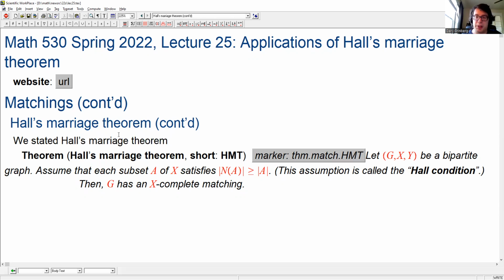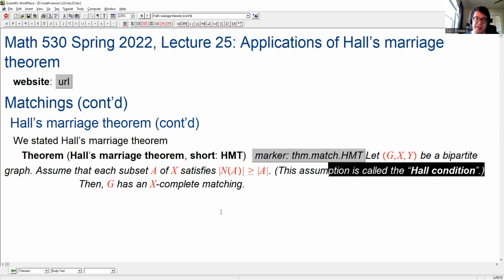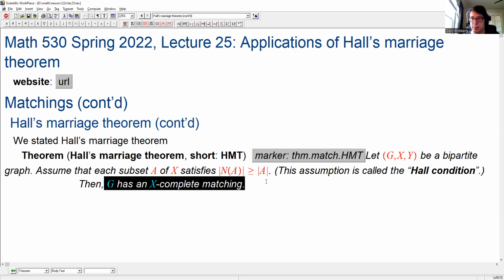It says that if you have a bipartite graph, G X Y, so G is the graph, X is the left vertices and Y is the right vertices, and each subset of left vertices has at least as many neighbors altogether, so the number of vertices that have at least one neighbor in the subset is at least equal to the size of the subset. This is called the Hall condition. If this is satisfied, then G has an X-complete matching, so a matching in which each vertex in X is matched. So each left vertex is matched.